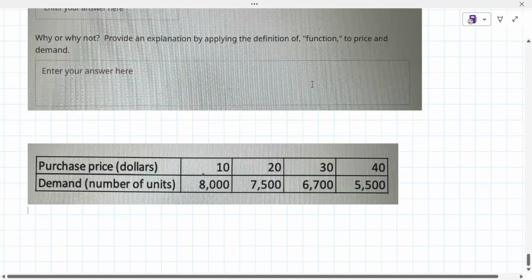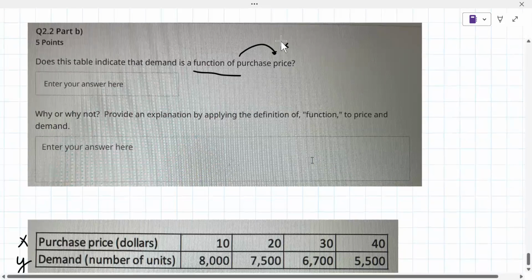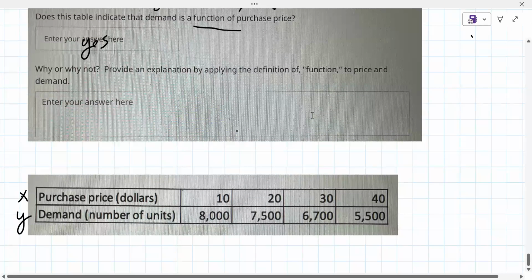So they're saying now that assume that this is X and this is Y. Here's how we know that though. Does this indicate that demand is a function of price? When it says function of, that tells you the X variable. So price is now X, demand is now Y. Okay. So the answer is again, yes, because there's no duplicates.